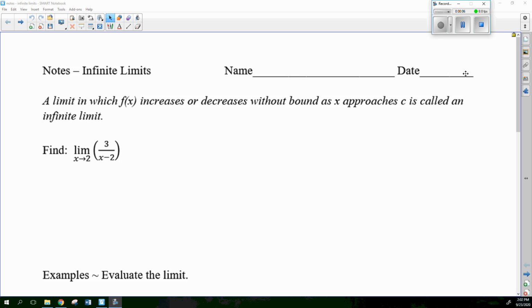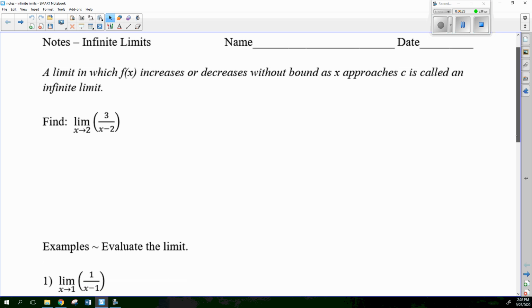I told you I'd be making a video on infinite limits, so here we go. This should go fairly quickly since we talked about it a little bit in class, but I just wanted to reiterate it and also kind of show you what I mean graphically as well.